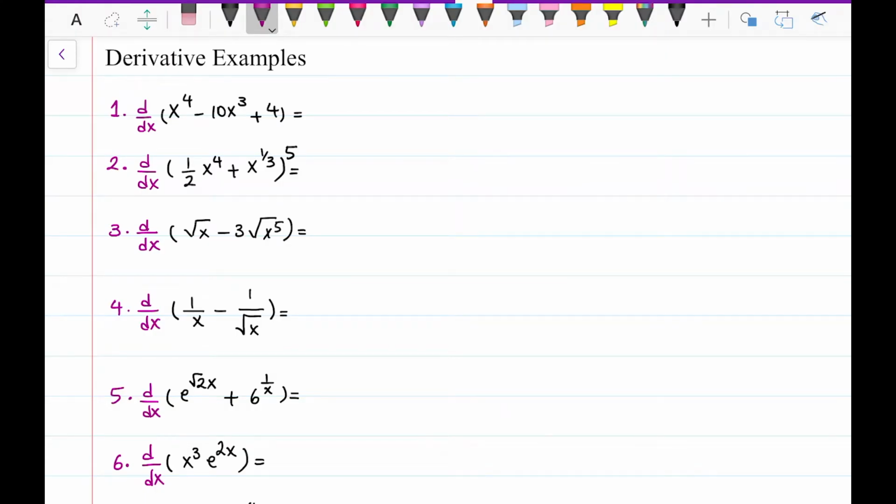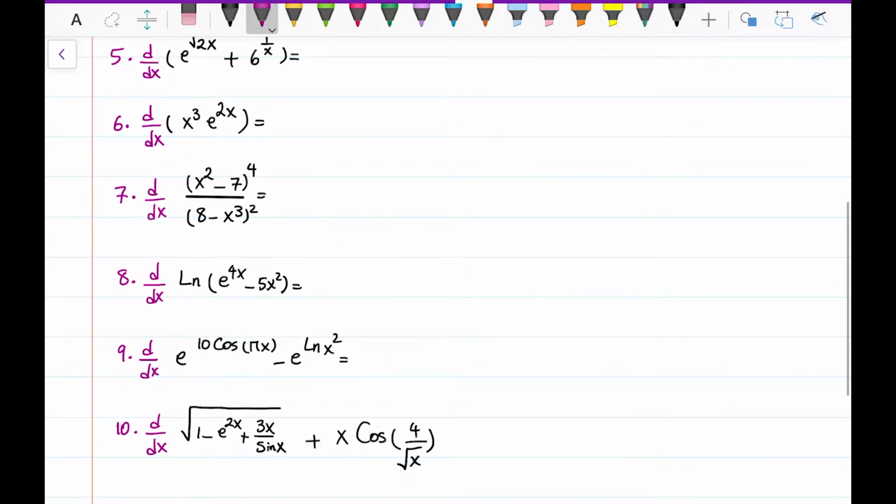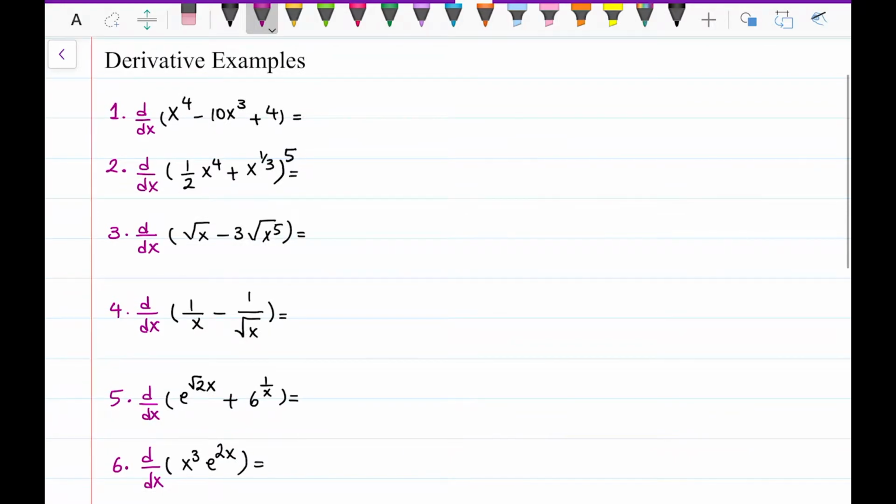Hello everyone, in this video I'm going to solve these 10 derivatives and we are going to have a review of all the differentiation rules. So let me start with the first rule. If we have a function f of x, df/dx would be the notation that we use for taking the derivative of f with respect to x, or sometimes we use f prime of x.